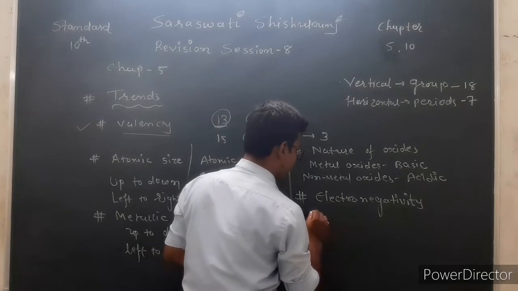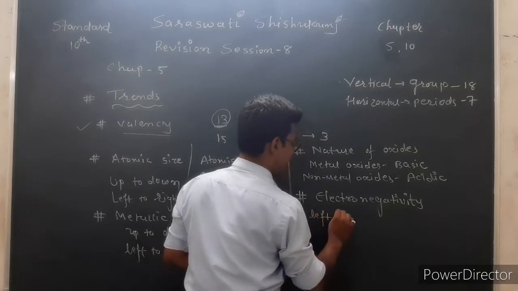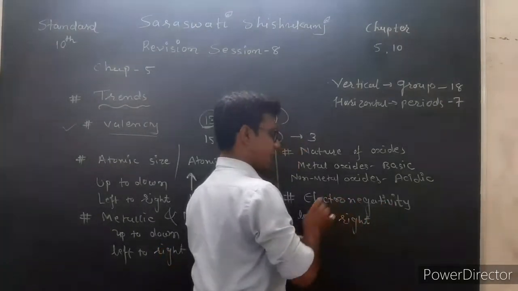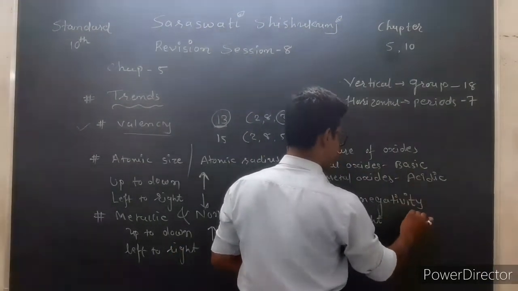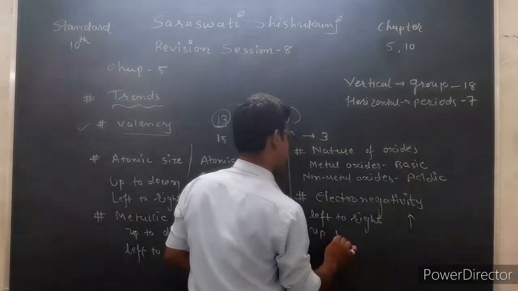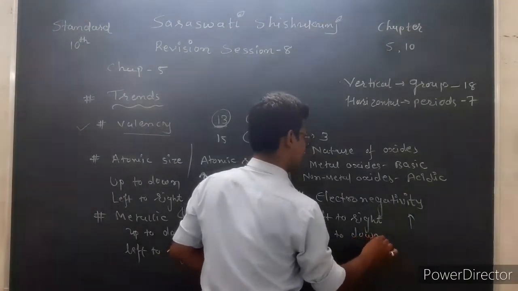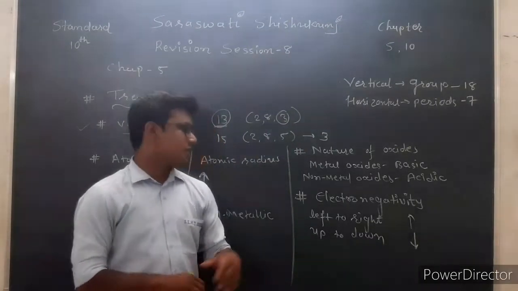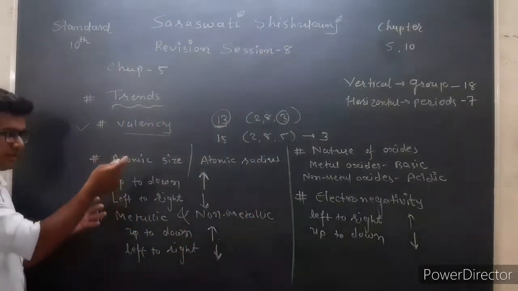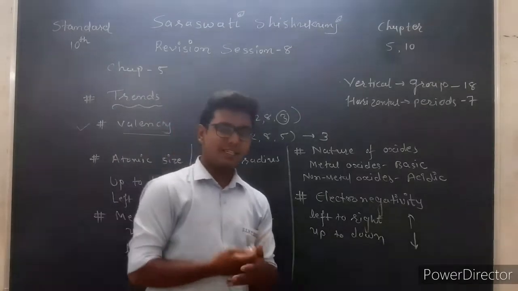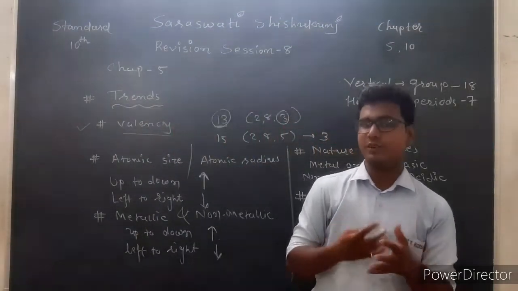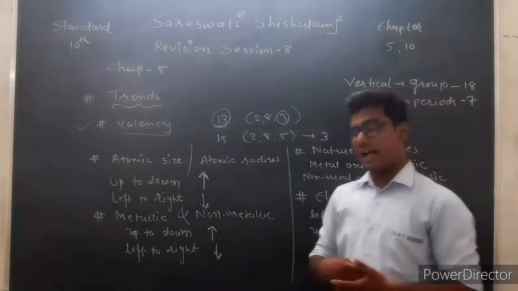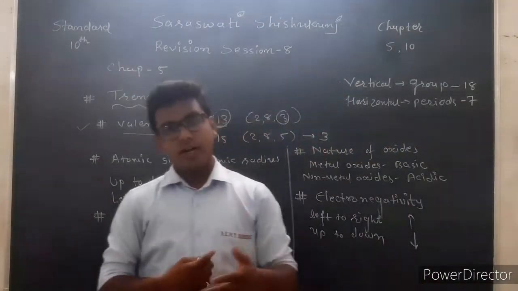So when we move from left to right, our electronegativity increases. When we move from up to down, it will become less electronegative, right? So this way we have discussed some of the traits. These traits can be asked in blanks, in the form of true or false or MCQs, and also as 1 mark questions or 2 marks questions.